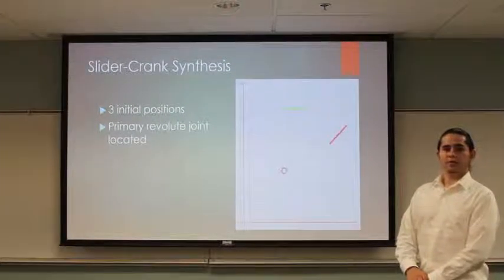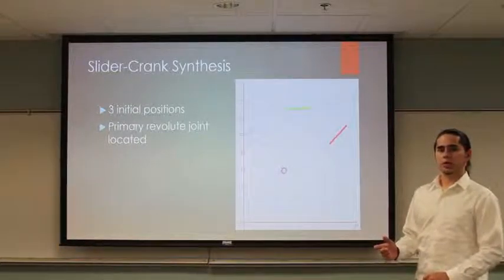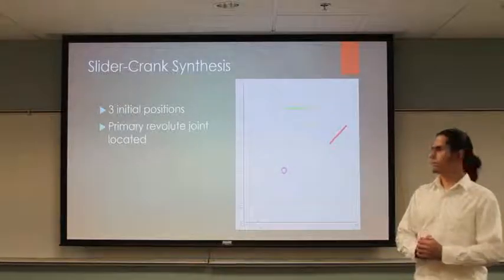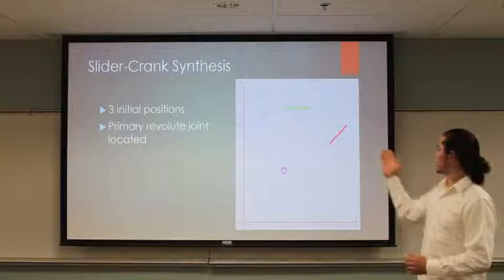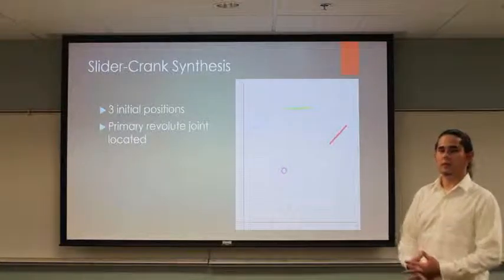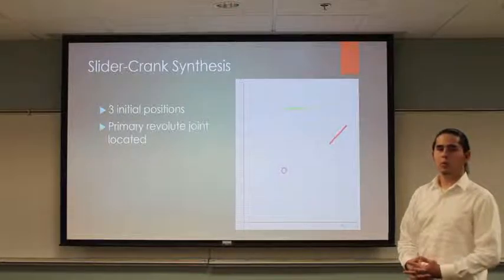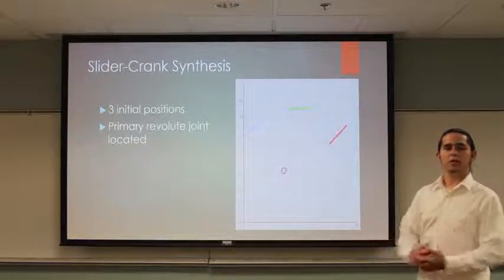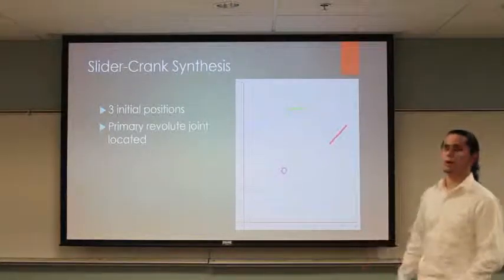For the slider crank synthesis, we were given points A1B1, A2B2, and A3B3 corresponding to a triangular link. These three positions are defined by the red, green, and blue lines in the diagram. Using positions A1, A2, and A3, we were able to determine the initial position, the position of the primary revolute joint of our slider crank, A0, depicted by the purple circle in the diagram.